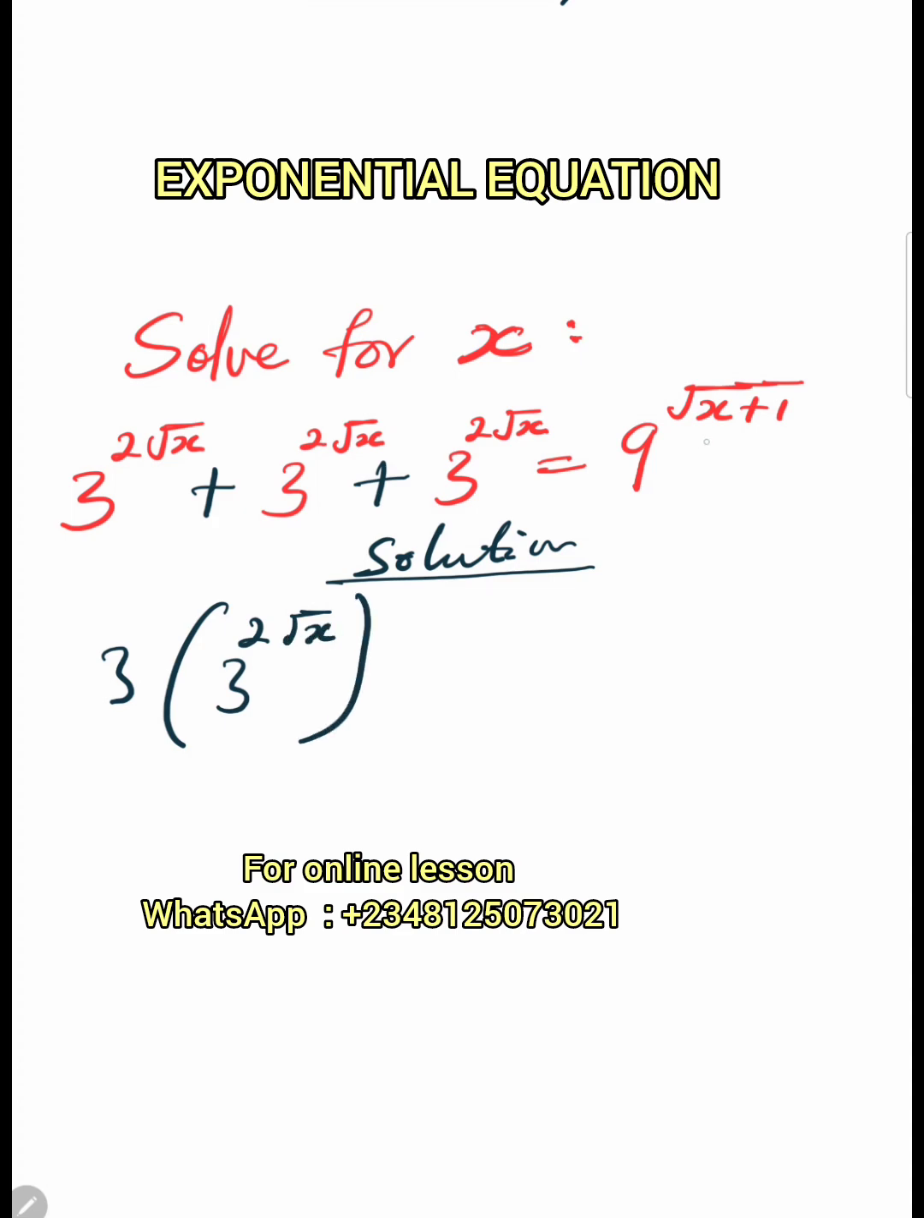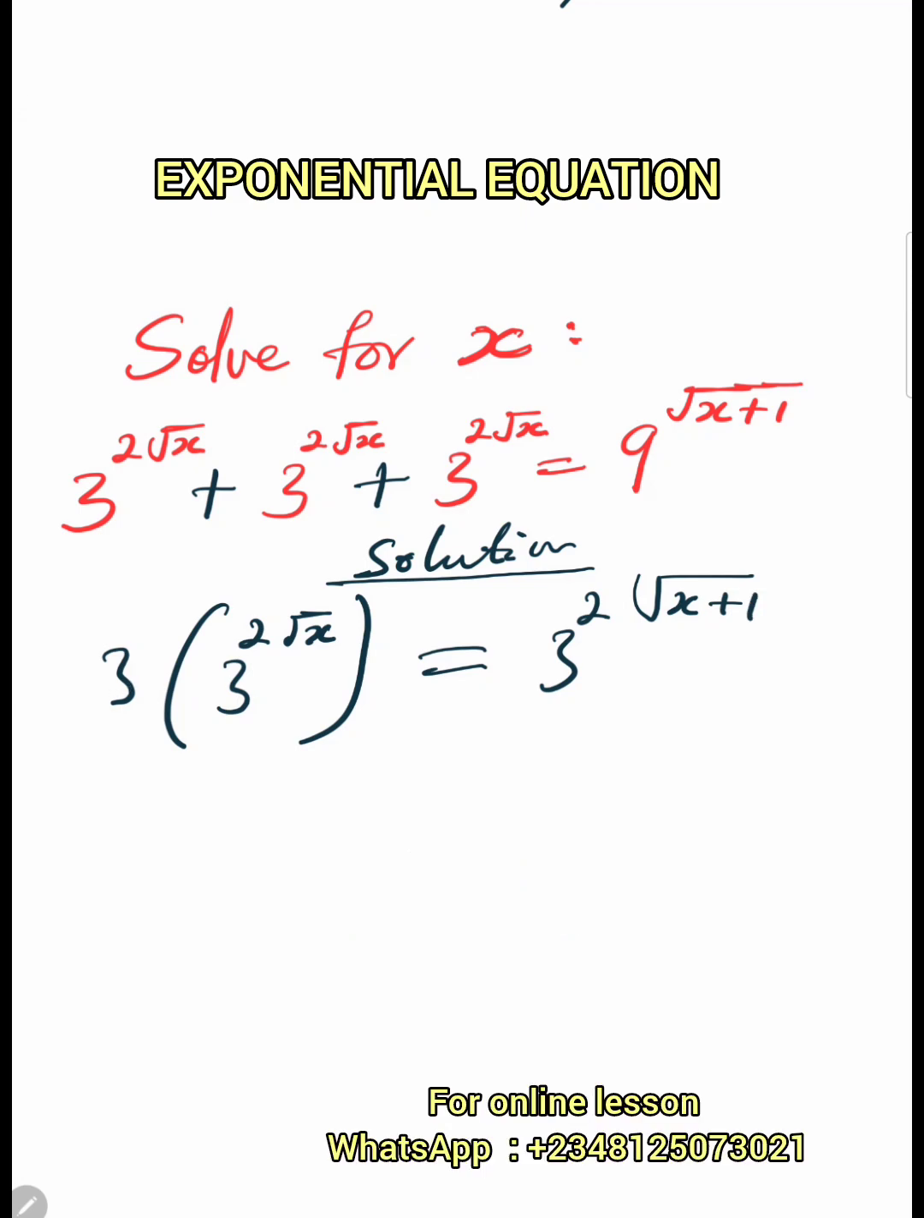Then here we can break this right hand side, since the left hand side is already in base 3. Inside 9 is the same thing as 3 squared. So it becomes 3 raised to the power 2, and this is already an exponent. Then we put it there. It becomes x plus 1. So remember, 3 here is also a base, and it can also be written as raised to the power 1.